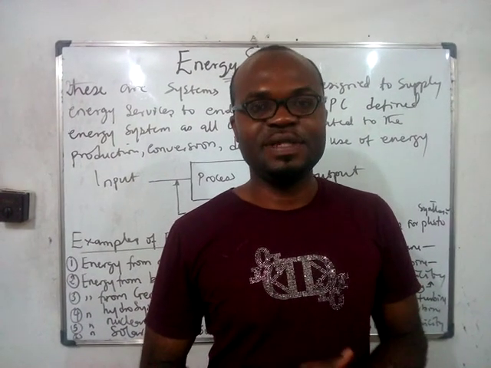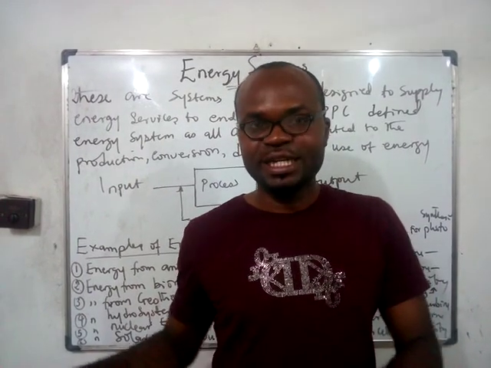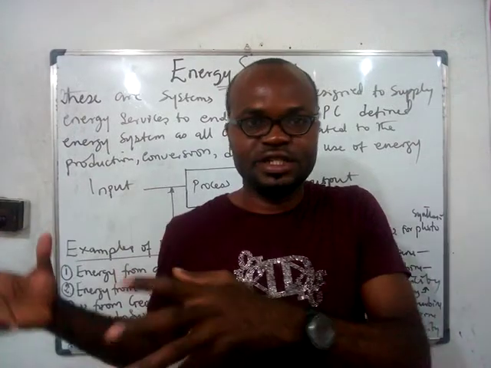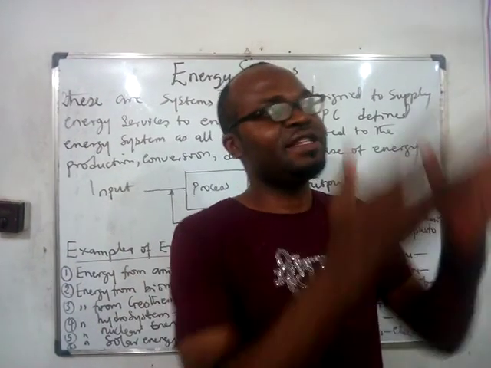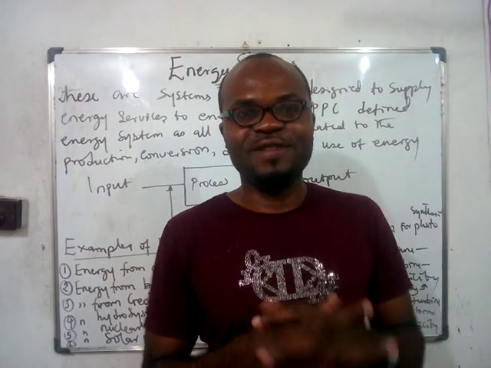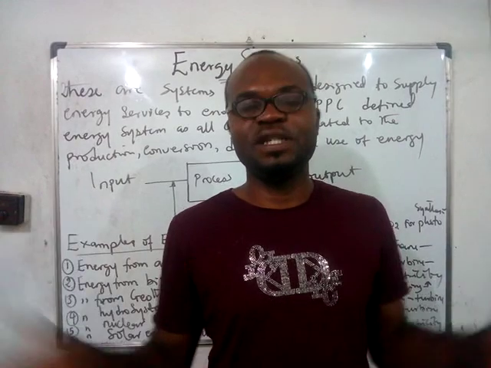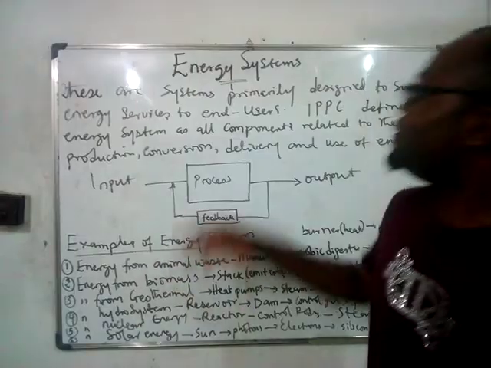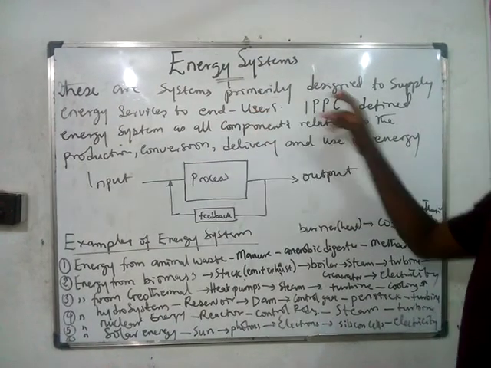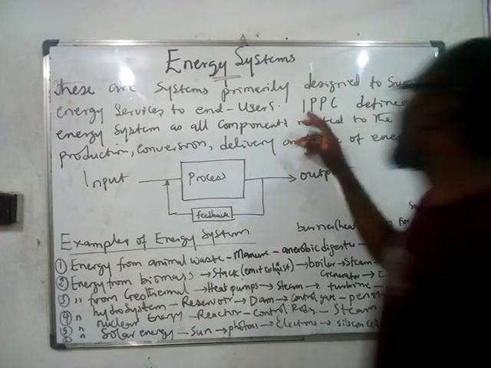So energy system simply involves all the components that are involved in transmission or utilization of energy source to the final thing that the end user can actually use in the house or any other form of use, say car, through electric cars or through cooling of the house. So energy system. These are systems primarily designed to supply energy services to end users.